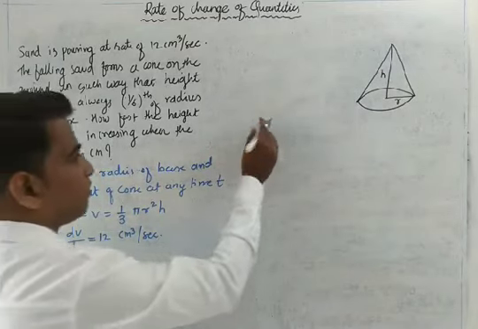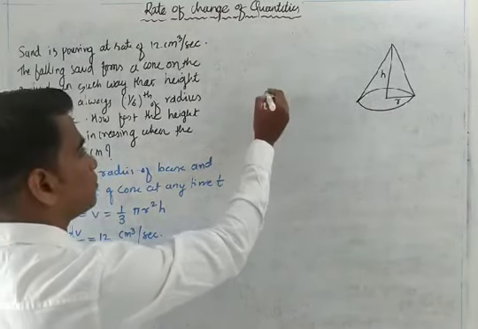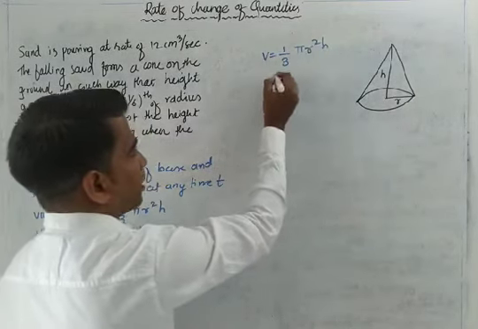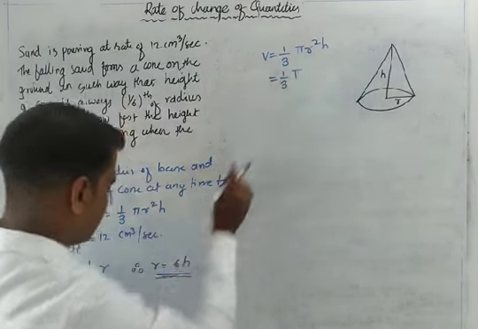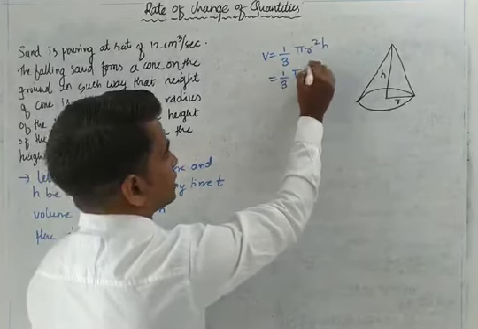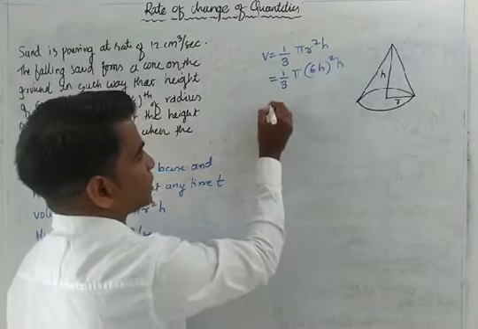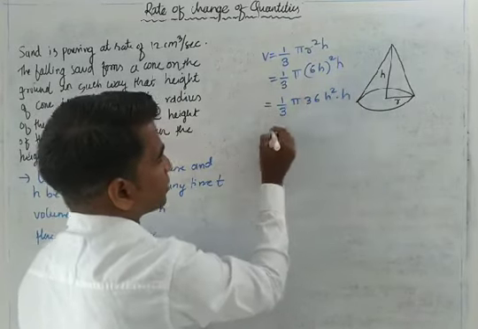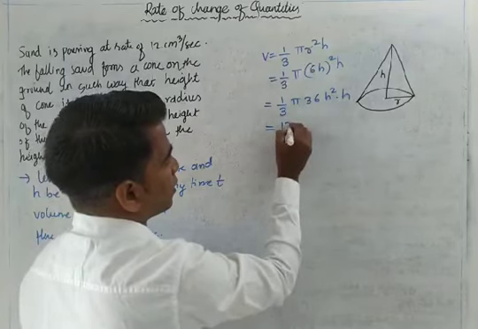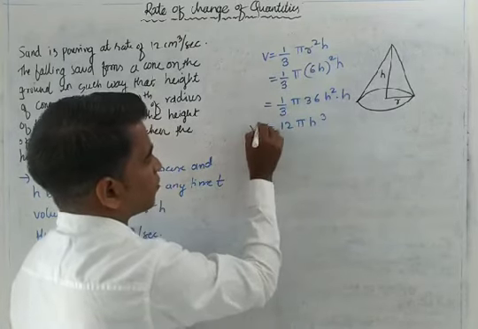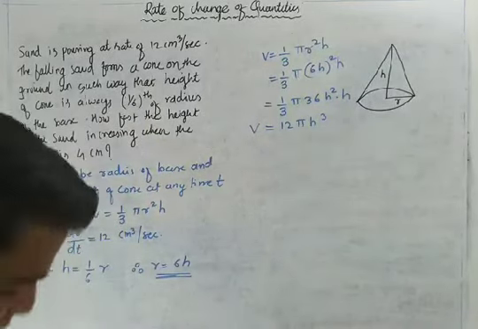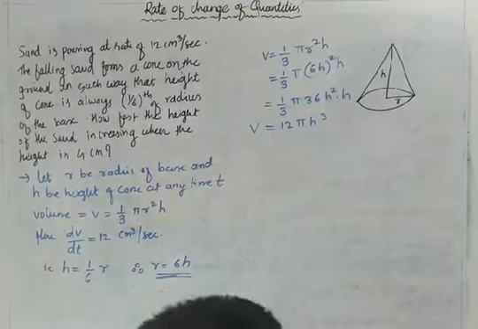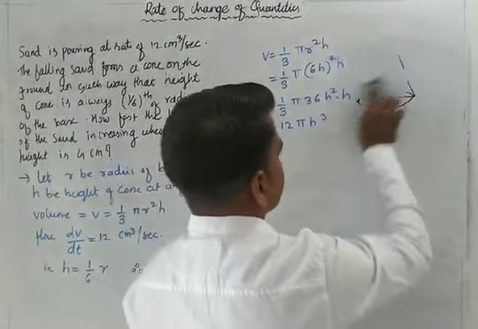So now begin with the function. Your function is the volume. So V is equal to 1 by 3 pi r square h. So 1 by 3 pi, the value of r is 6h, so it is (6h) square into h. That is 1 by 3 pi 36 h square into h. To simplify it, we get 12 pi h cube as the volume.